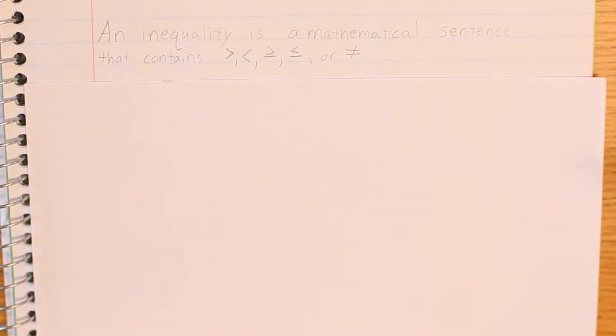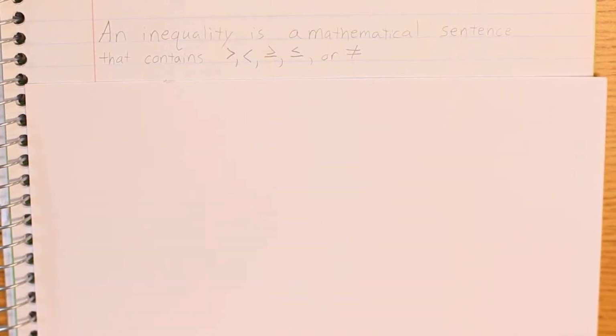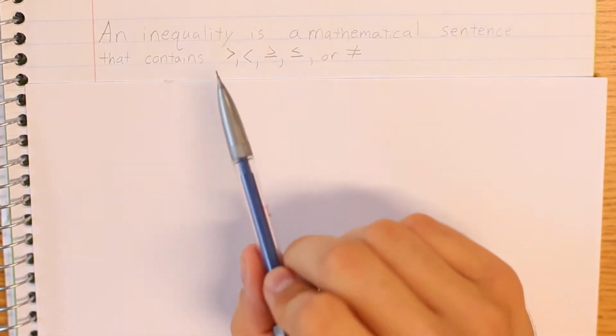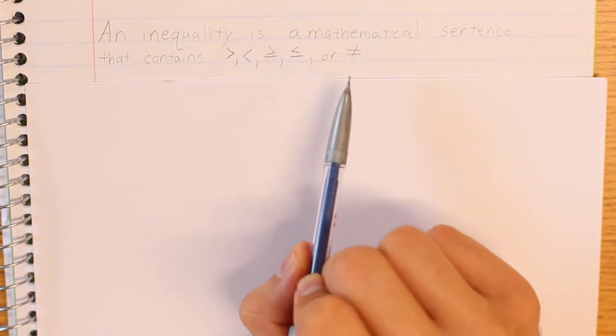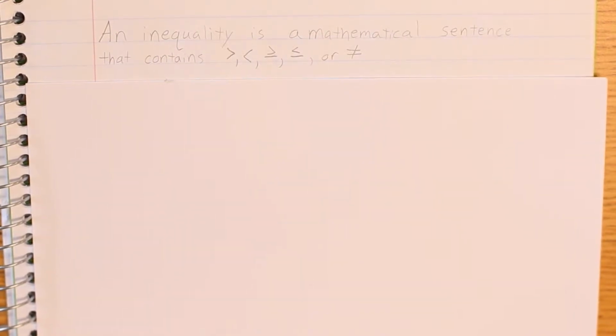So you think of an equation, which we've been working with recently. Equations are a mathematical sentence that contain the equal sign. Well, if you just take away that equal sign and you put in its place one of these five symbols, it changes from an equation to an inequality, okay?